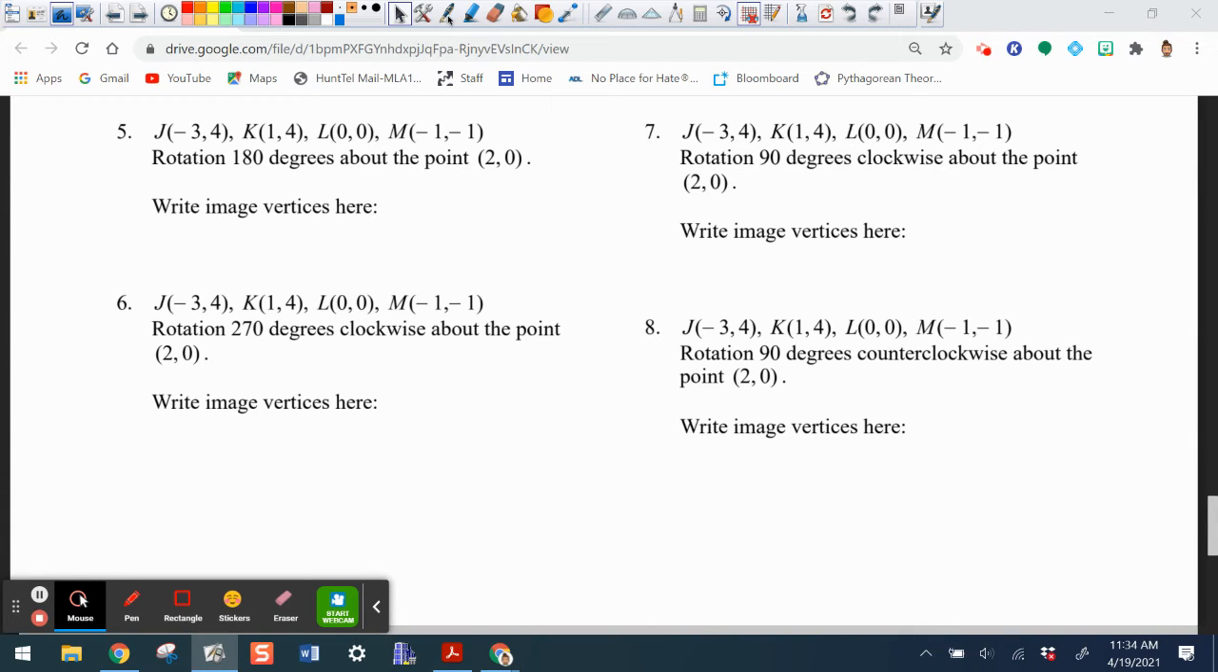So number 5 says we're going to rotate the same pre-image we've been dealing with the whole time, 180 degrees about the point (2, 0). So there's a little process that we're going to do here, and I'll just list it to the side. We're going to take each pre-image point and subtract the center of rotation from it.